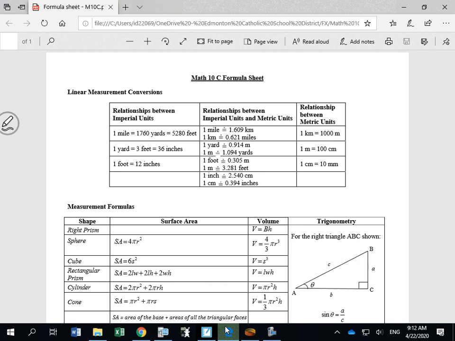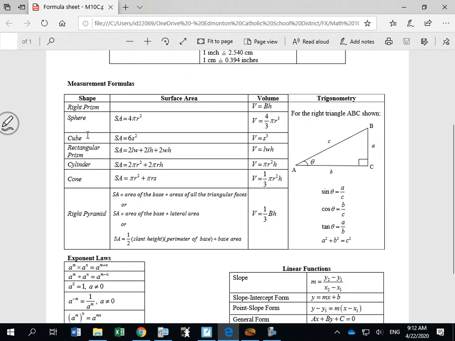So in Math 10C, you have a single-sided formula sheet, and the majority of the formulas on this formula sheet are for this unit. So this first box here, linear measurement conversions, we're going to be using this box for this lesson. And then all of these measurement formulas are going to be in lessons 2 and 3 when we do surface area and volume.